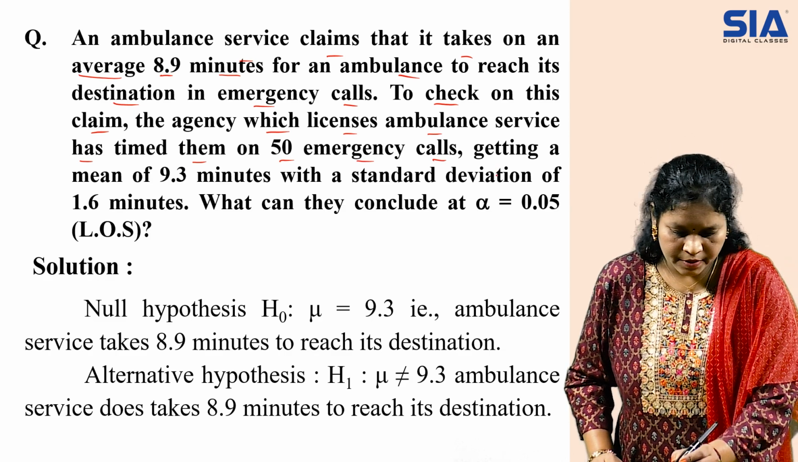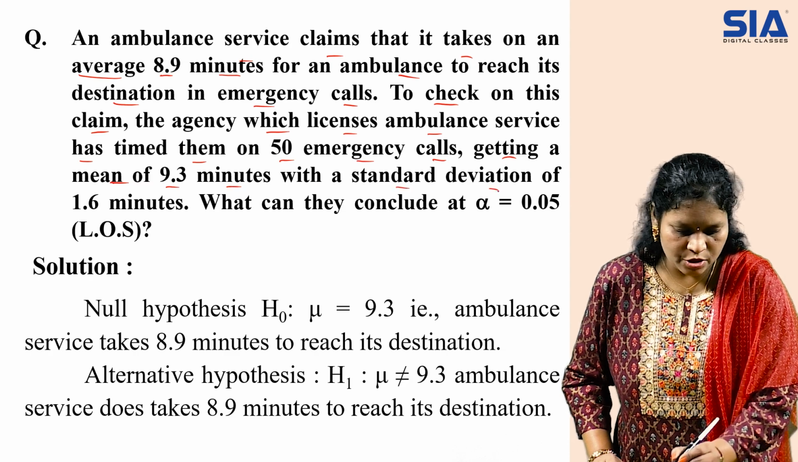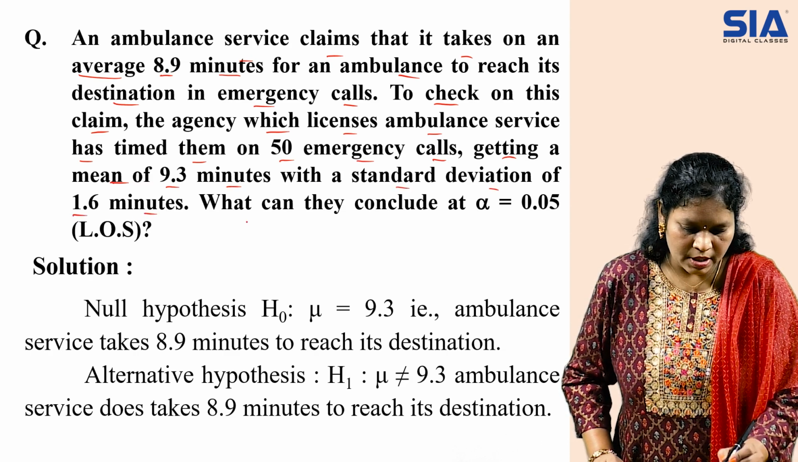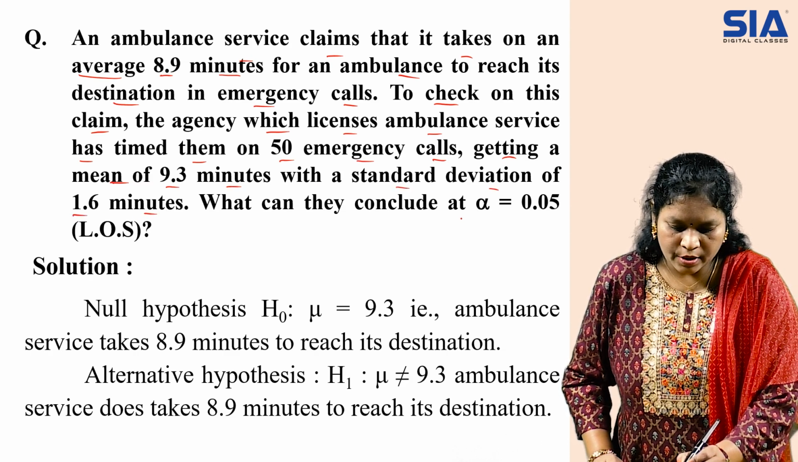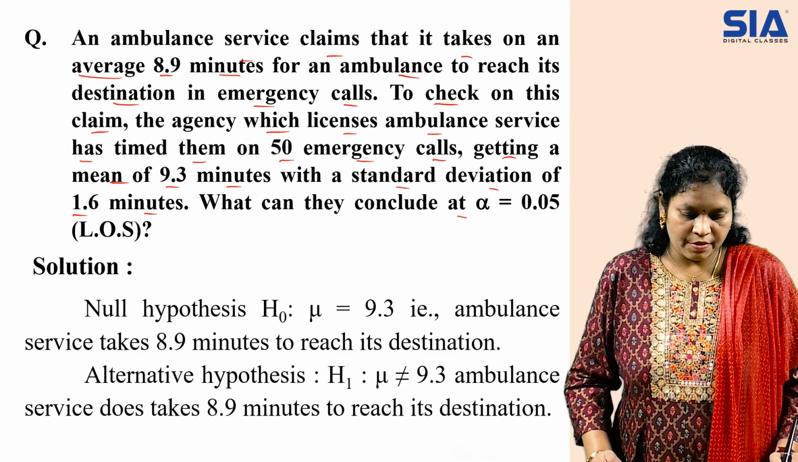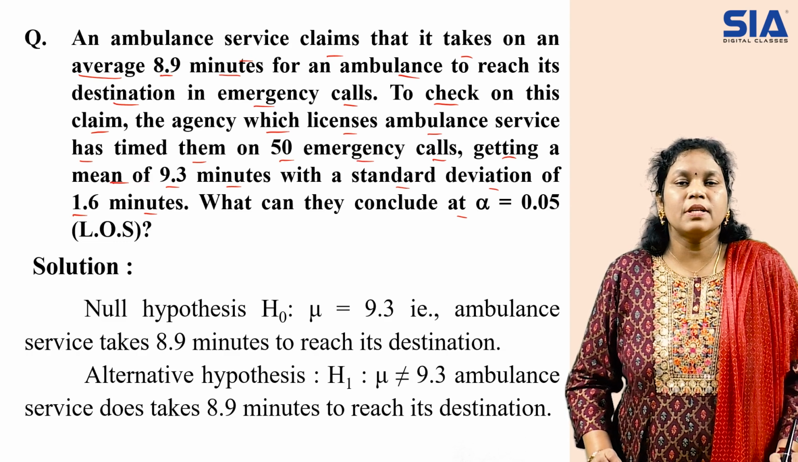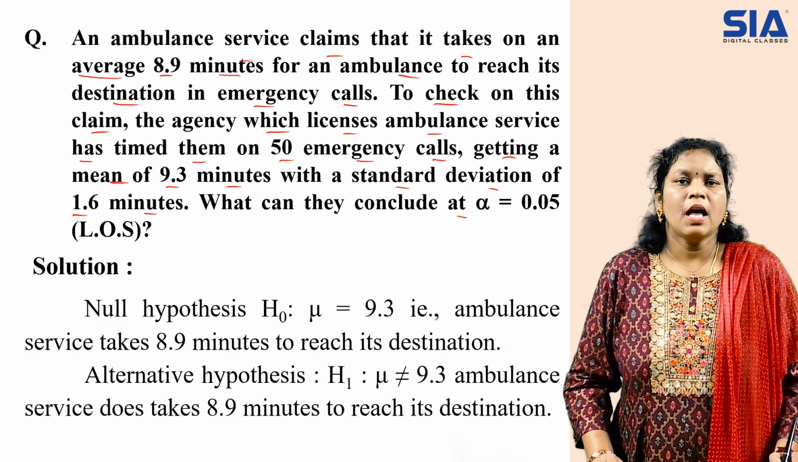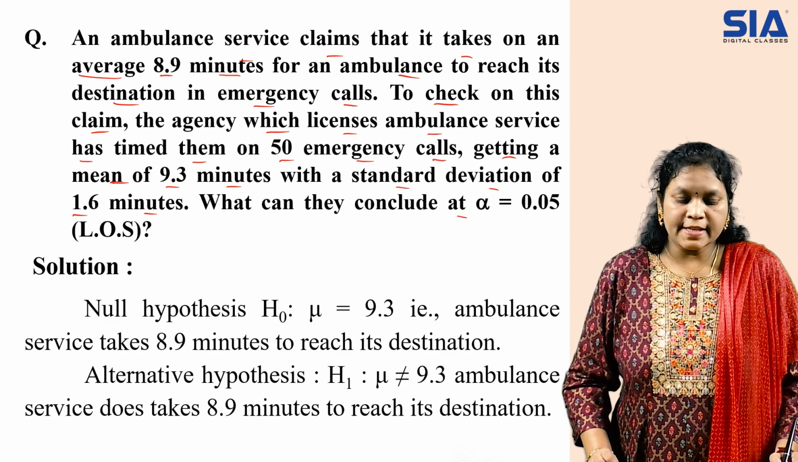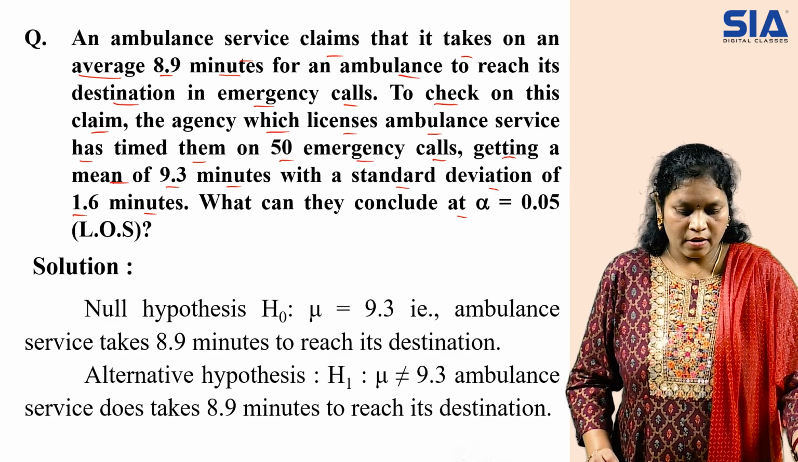They got a mean of 9.3 minutes with a standard deviation of 1.6 minutes. What can they conclude at alpha equal to 0.05? So this is what they have given for us, and they want to check, based on the 50 emergency calls, how the average impacts the data. Now let us check it out.